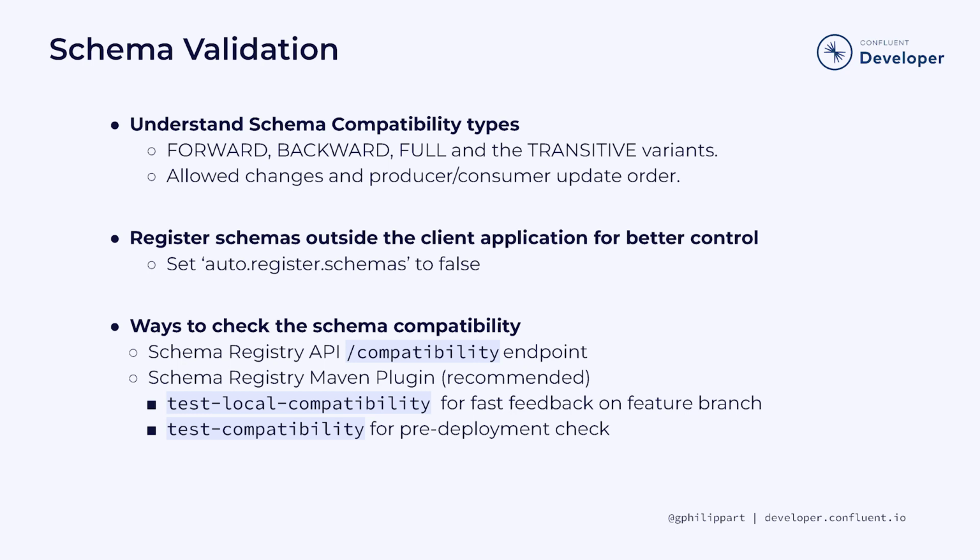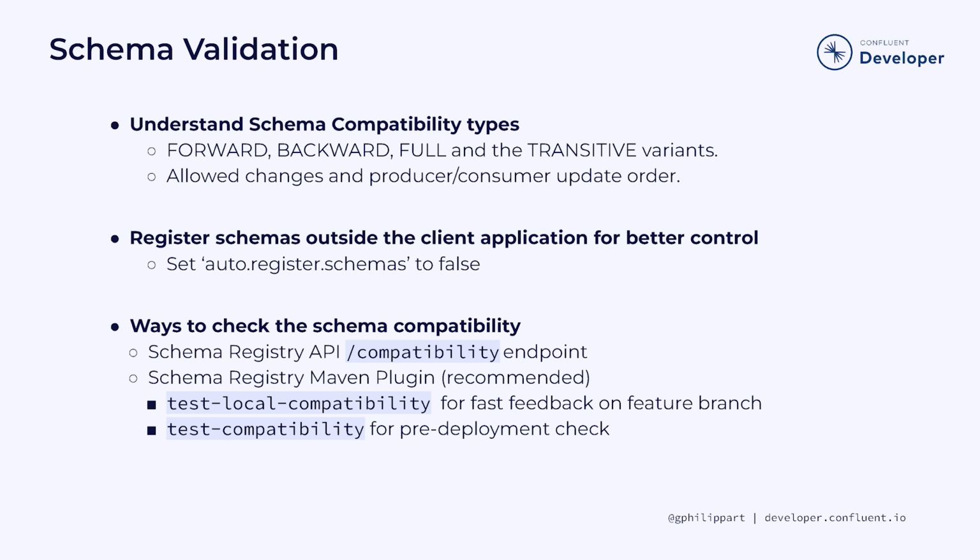Now, to check the schema compatibility, you have two options. First, you can call the schema registry compatibility endpoint directly. Most of the time, it's just easier to use the schema registry Maven plugin. It has a Maven goal to run the compatibility check locally without a schema registry. This can be helpful to get fast feedback on a feature branch. For example, if you've just committed a schema breaking change in your application code repository, you would like to know this as soon as possible and not wait for the deployment.